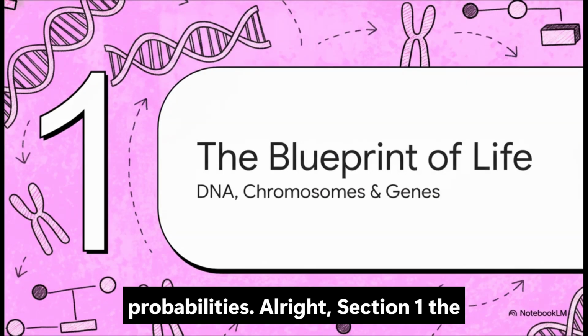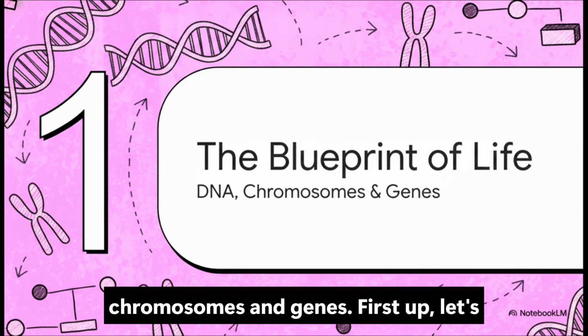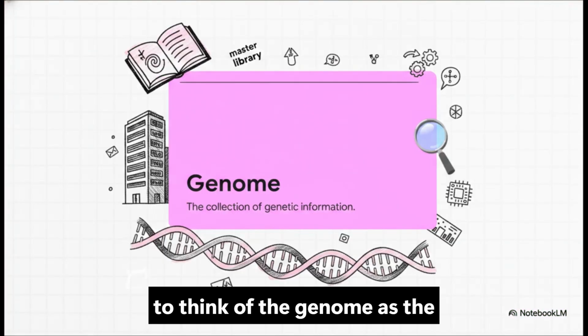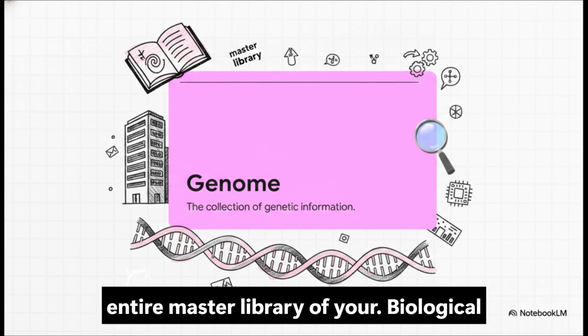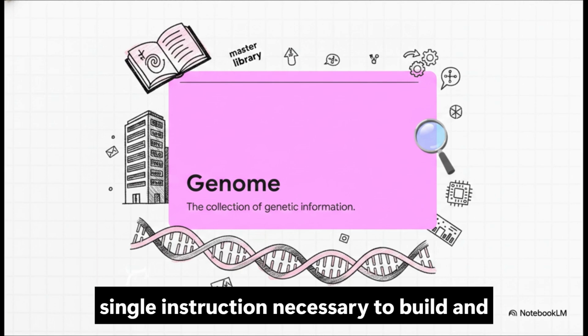All right, Section 1, the blueprint of life. We're talking DNA, chromosomes, and genes. First up, let's look at the genome. I want you to think of the genome as the entire master library of your biological information. It literally contains every single instruction necessary to build and operate you.